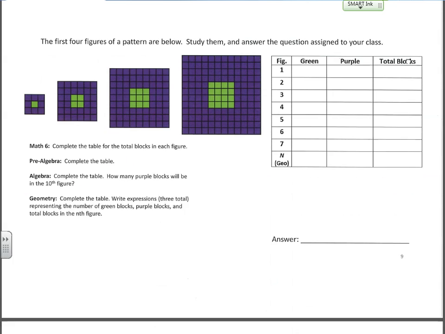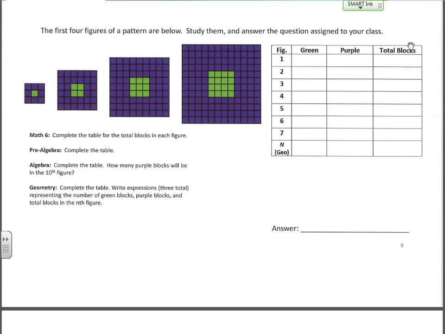Next page, our pattern block page. Again, dealing with squares. Boy, I must like squares a lot. It's not so much that I love squares as I do the patterns that they present to us, particularly with perfect squares. And if you take a look at the green blocks here as you go from figure 1 to 2 to 3 to 4, figure 1 has 1 green block. Figure 2 has 4 of them. Figure 3 has 9 of them. And figure 4 has 16 of them.